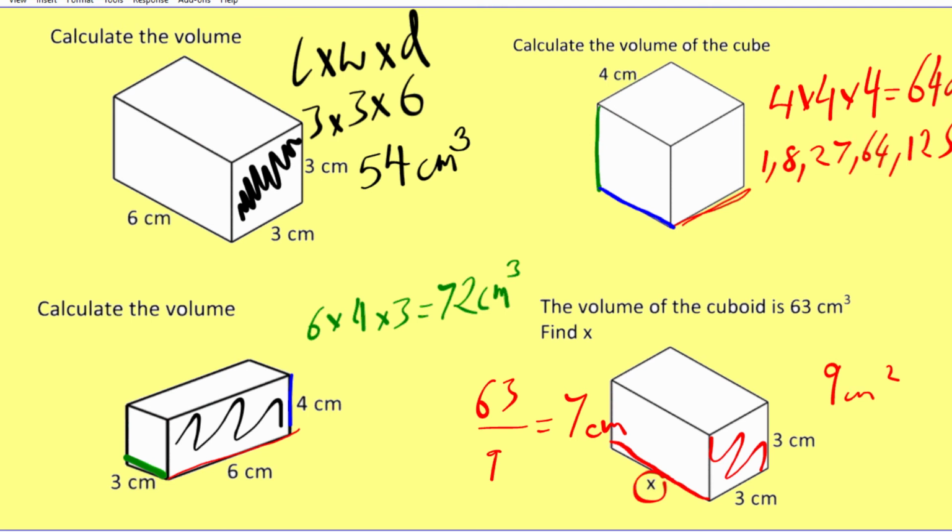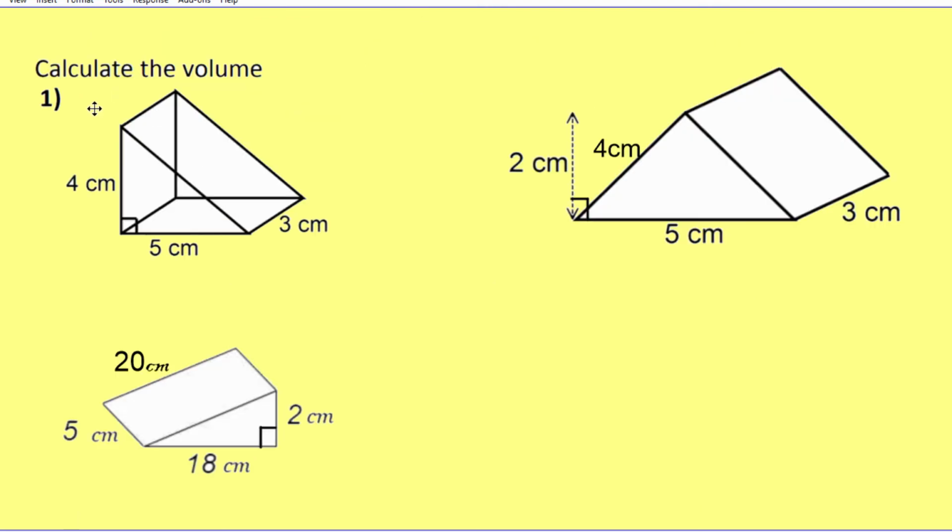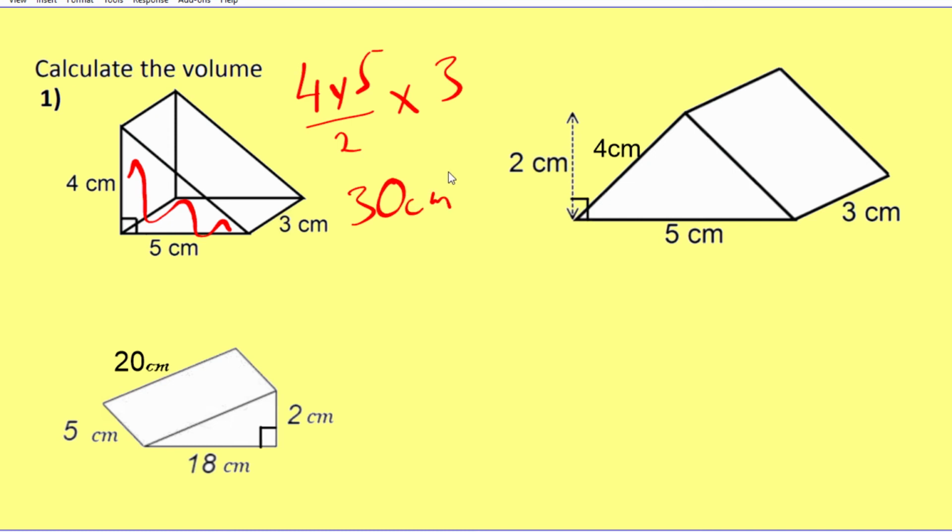Okay, looking at the volume now of a triangular prism. A triangular prism is just a long 3D triangle. So the method is the same. You find the area of the front face, the triangular face. So here, we're going to do 4 times 5 divided by 2, because that's how we find the area of a triangle. And then we multiply that by how deep it is, so the depth, which is 3. So 4 times 5 is 20, divided by 2 is 10, times by 3 is 30. So the volume would be 30 centimeters cubed.